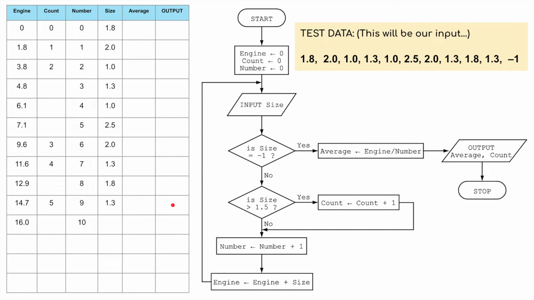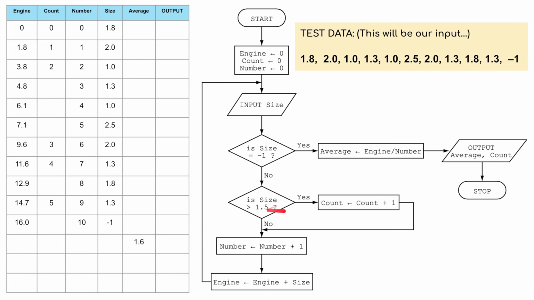Now we're on to our final number in our test data, which is minus 1. Now minus 1 will affect this, so we're going to input minus 1. Does the size equal minus 1? Yes, it does this time. So now average has been assigned the engine divided by the number. So we've got engine divided by the number. This should be 1.6, 16 divided by 10.